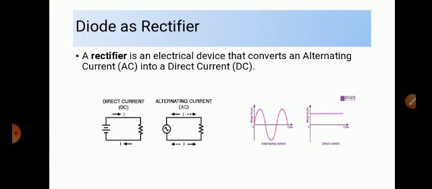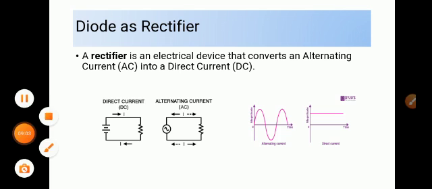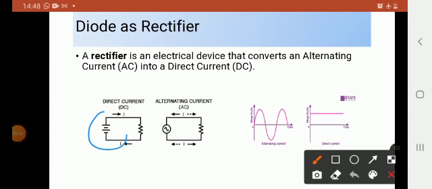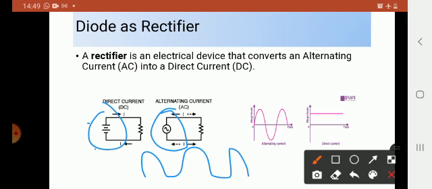DC current is a current which we get through batteries. The batteries which we use, or the chargers through which we charge the batteries, they all work on DC current. Fine. And AC current has such a symbol, and it travels in this way, with one positive cycle and one negative cycle, and the supply current which we are getting is always AC current.